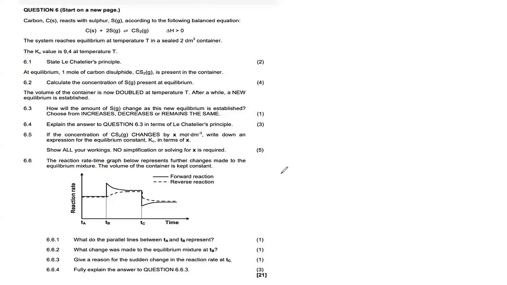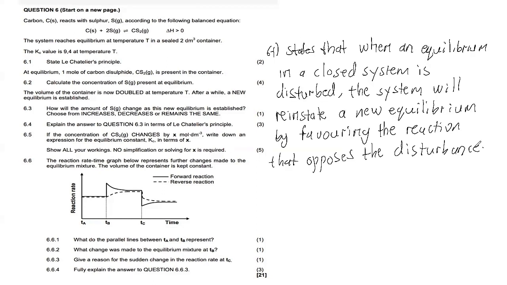6.1 says state Le Chatelier's principle. Right. So Le Chatelier's principle states that when an equilibrium in a closed system is disturbed, the system will reinstate a new equilibrium by favoring the reaction that opposes the disturbance. That's how you're supposed to define it for 2 marks.